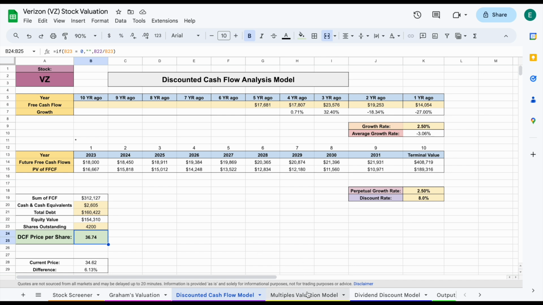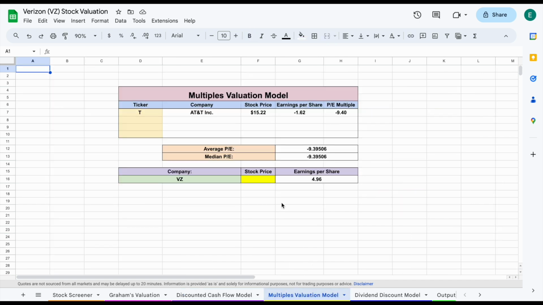Now typically we look at the multiples valuation for a lot of the companies that I analyze, but I really feel like AT&T is the only good comparable for Verizon, and one company really isn't enough to provide a good valuation for the multiples valuation, so we're not going to use it in this scenario.